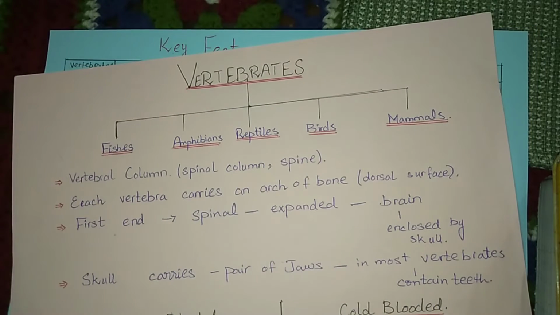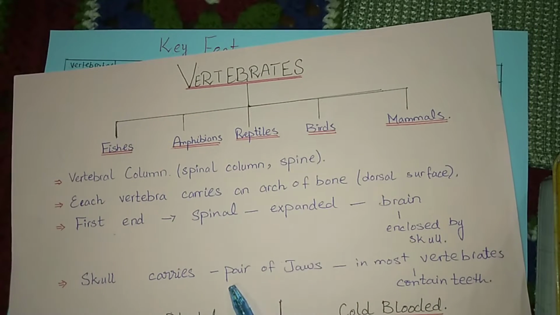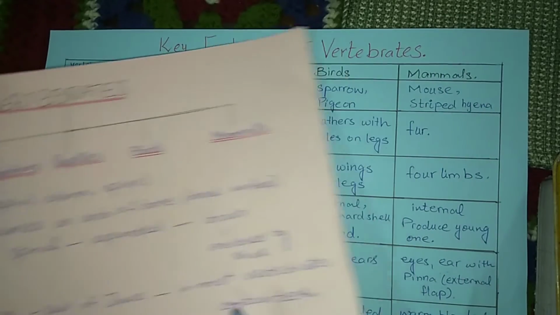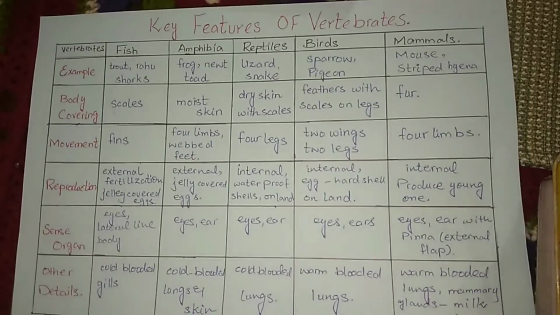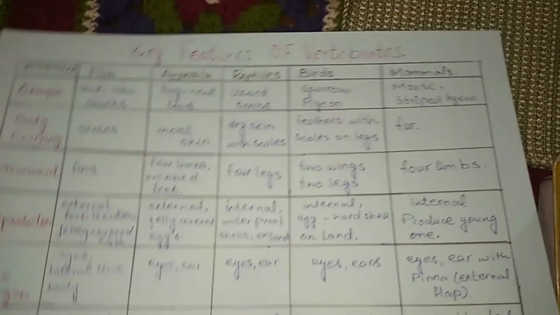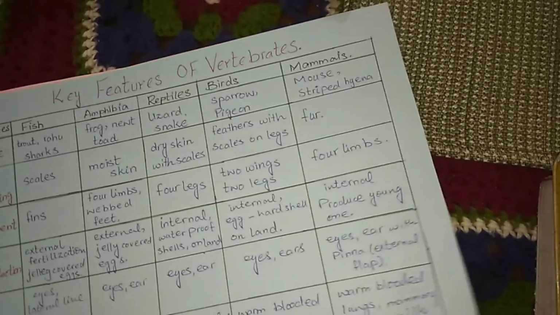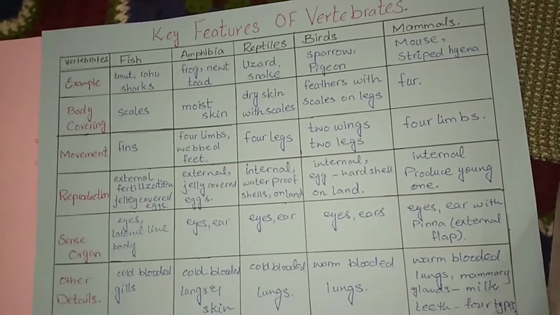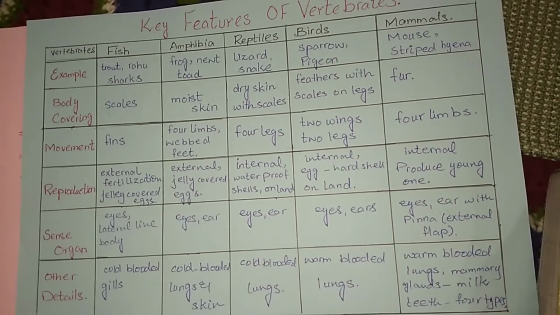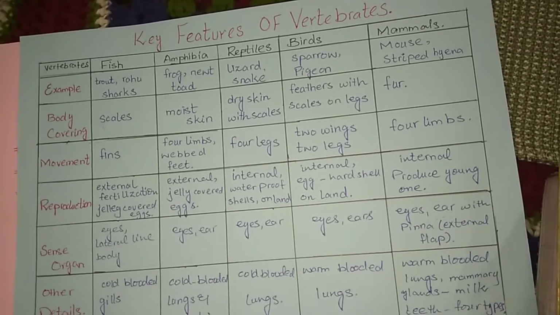What we have to talk about next is the key features table. I have made the key features table of vertebrates here. It is very easy to understand what kind of features and characteristics they are showing, and we will discuss them in detail. All right, so these are the key features of vertebrates.